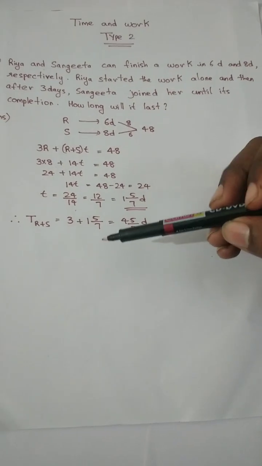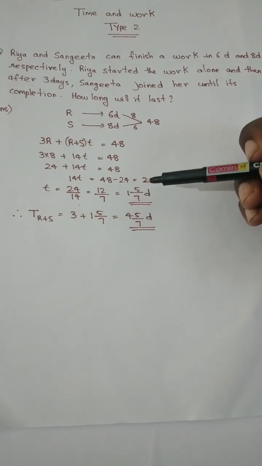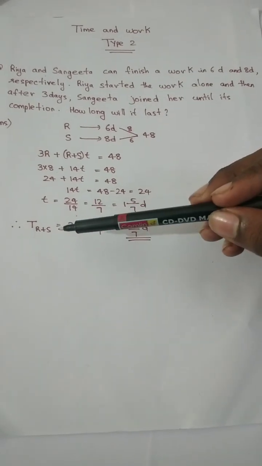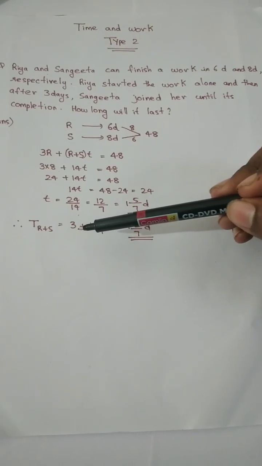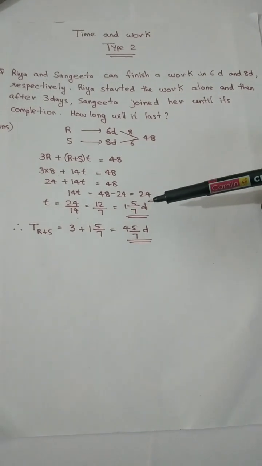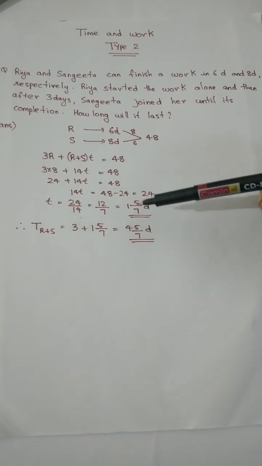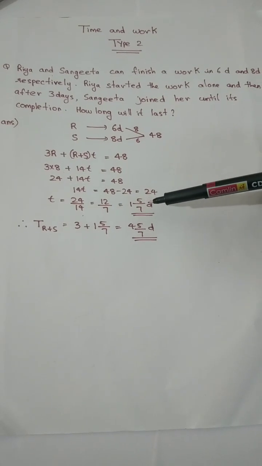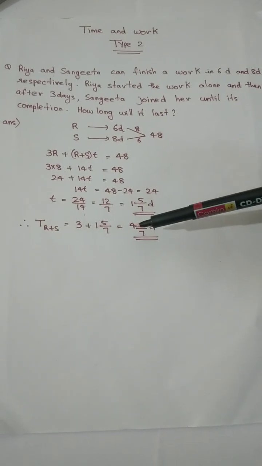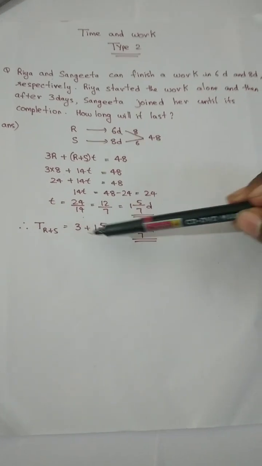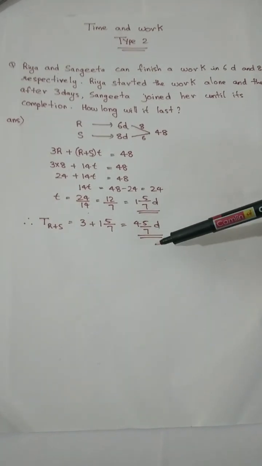But we want to find the total days Ria worked. So for finding the total days, Ria worked for 3 days, and Sangeeta and Ria together worked for 1 5 by 7 days. So it is equal to 4 5 by 7 days. 3 plus 1 would be 4, 4 5 by 7 days.